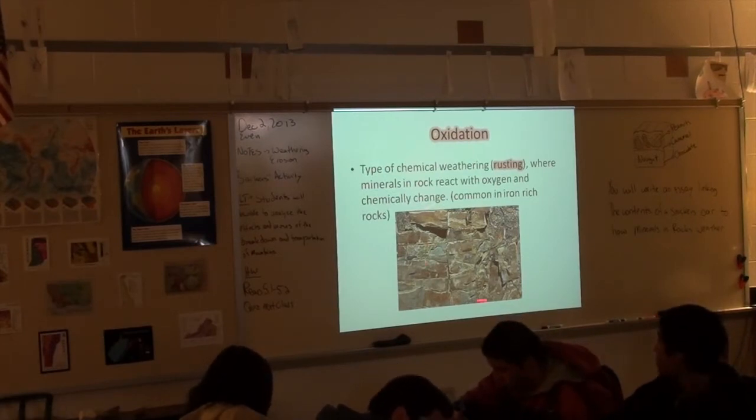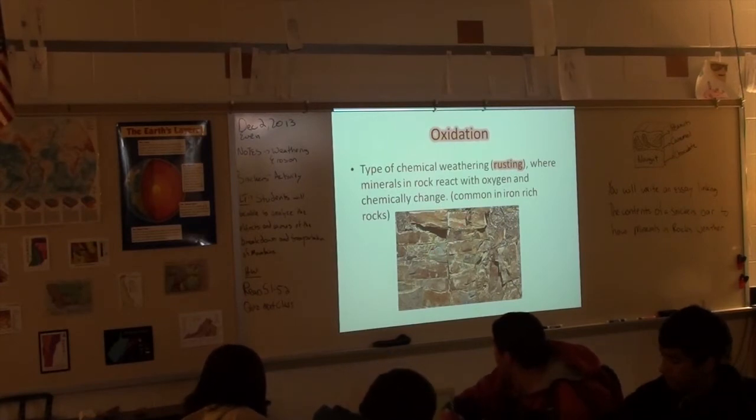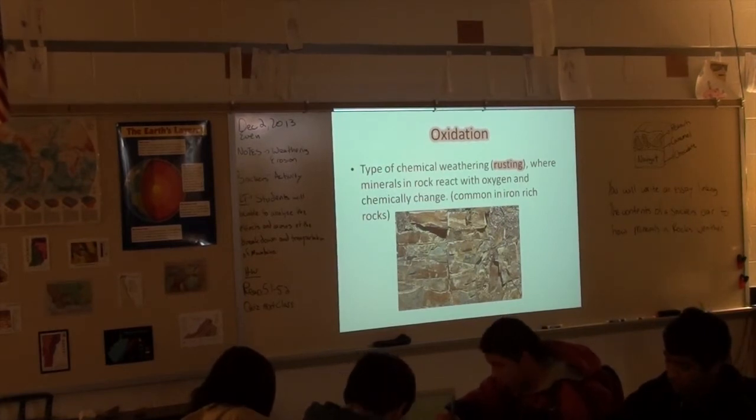Oxidation. So here we have a rock that's rusted. This rock, if it's got this red patina of rust on it, what mineral must be present in the rock? Iron. Iron-rich minerals. Probably hematite. It's actually what it turns into.